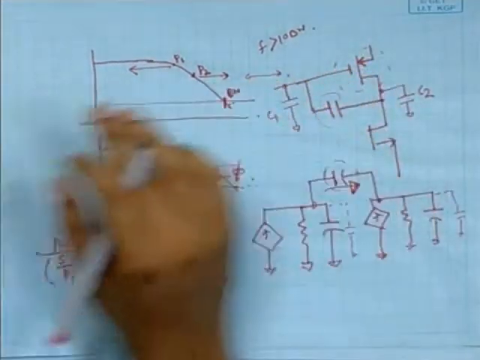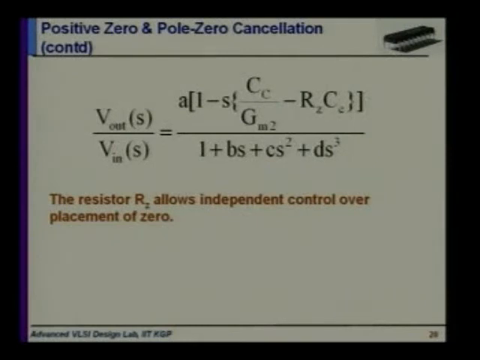Another thing you see is that when Rz is connected, previously there were two poles, but now it is a polynomial of s cubed, so another pole will arise. We can choose Rz in such a way that the location of the third pole and the location of the zero are at the same position, so they will nullify each other. There will be minimum effect of the pole and zero individually.